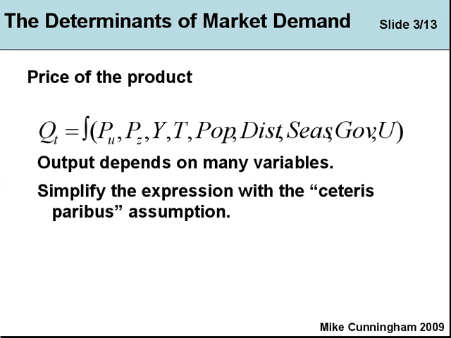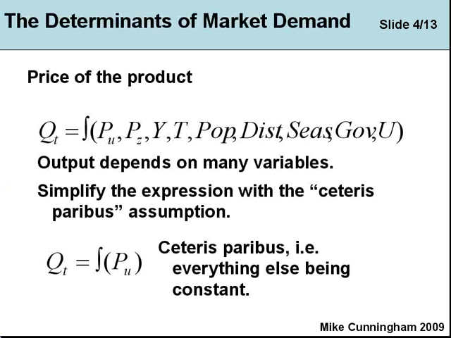So quantity demanded depends on many variables, and what we do is we simplify this using the assumption of ceteris paribus. Now how ceteris paribus works is we simply take, instead of taking this long expression here, QT depends on price per unit, price of alternatives, income, taste, and so on. Instead of saying that, we just simply say, well, quantity demanded per unit of time depends on the price per unit, ceteris paribus.